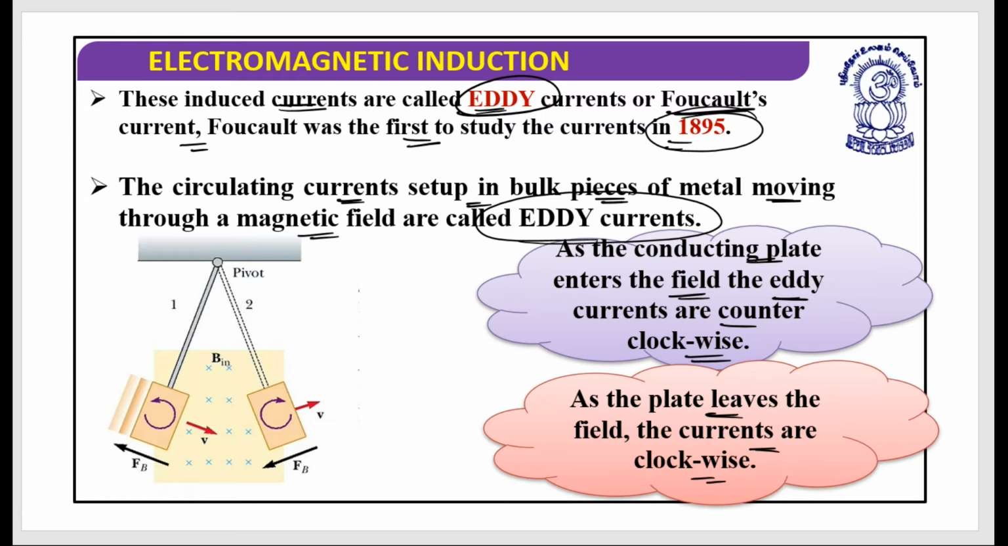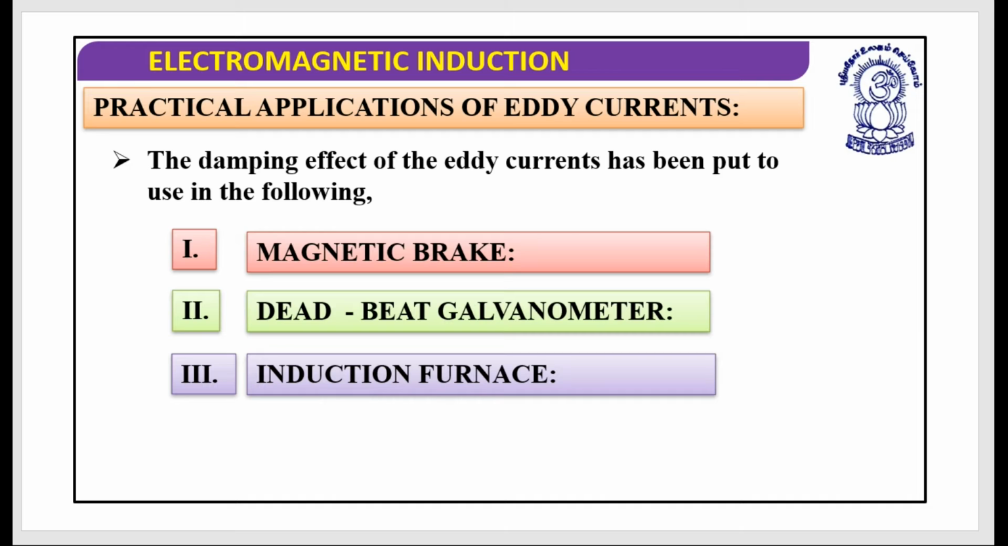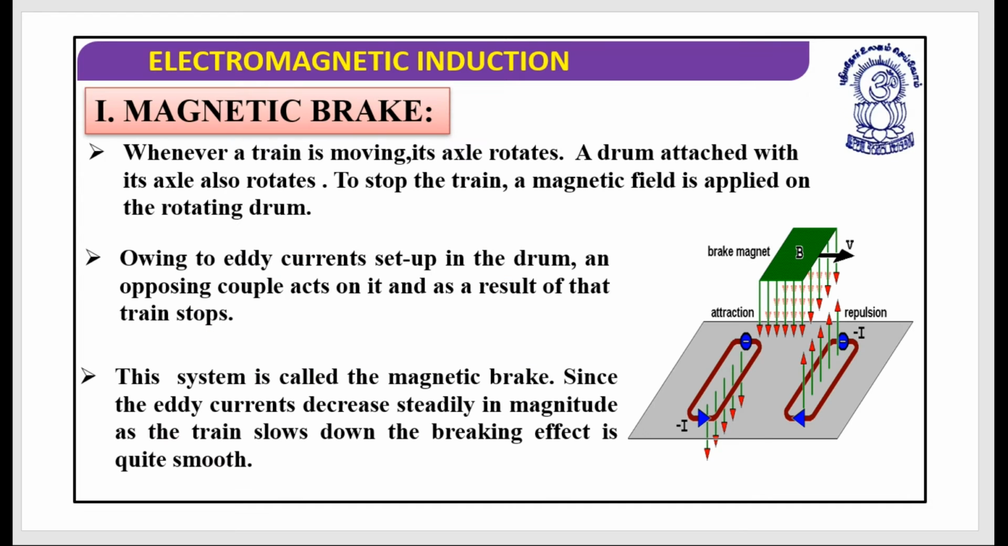Is it clear? Now let's look at some practical applications of eddy currents. The damping effect of the eddy current has been put to use in the following. First, the magnetic brake. Second, the dead-beat galvanometer. And third, we are using eddy currents in induction furnaces. Let's begin our discussion with the magnetic brakes.